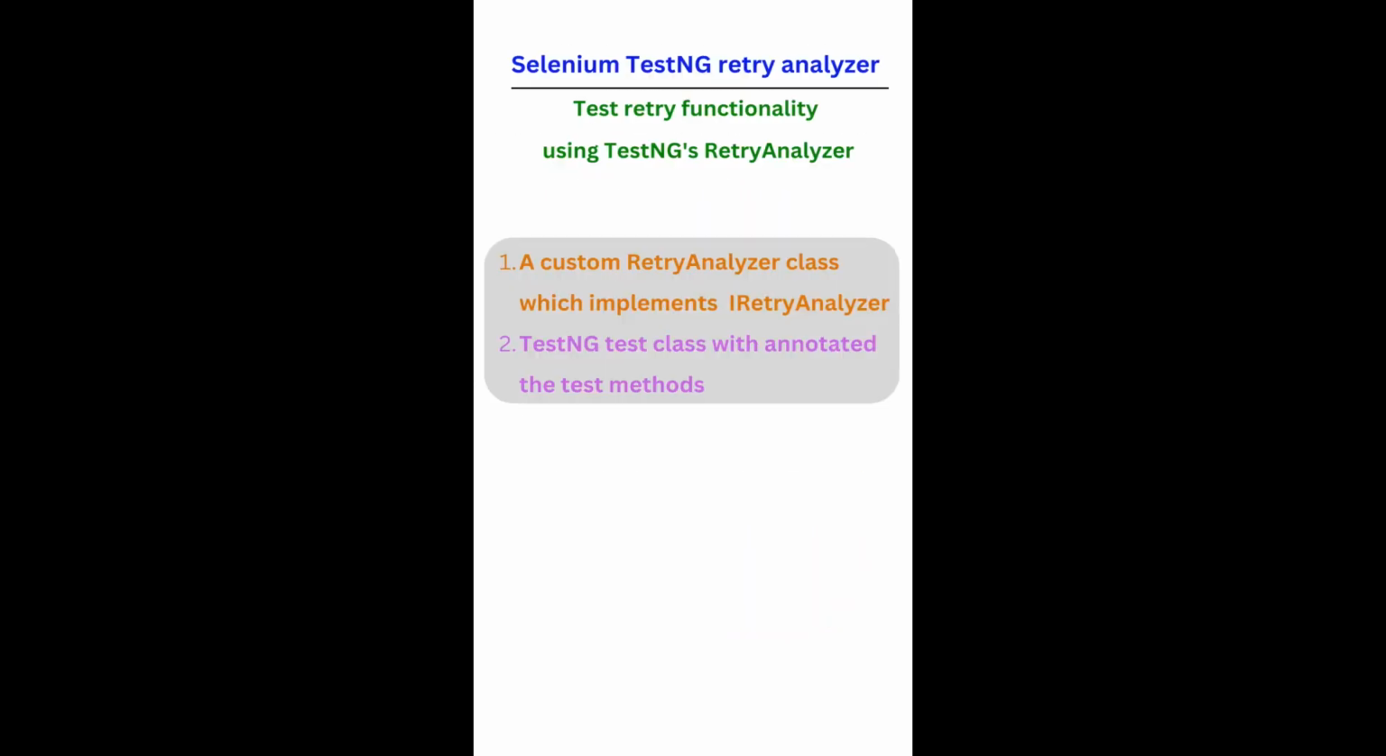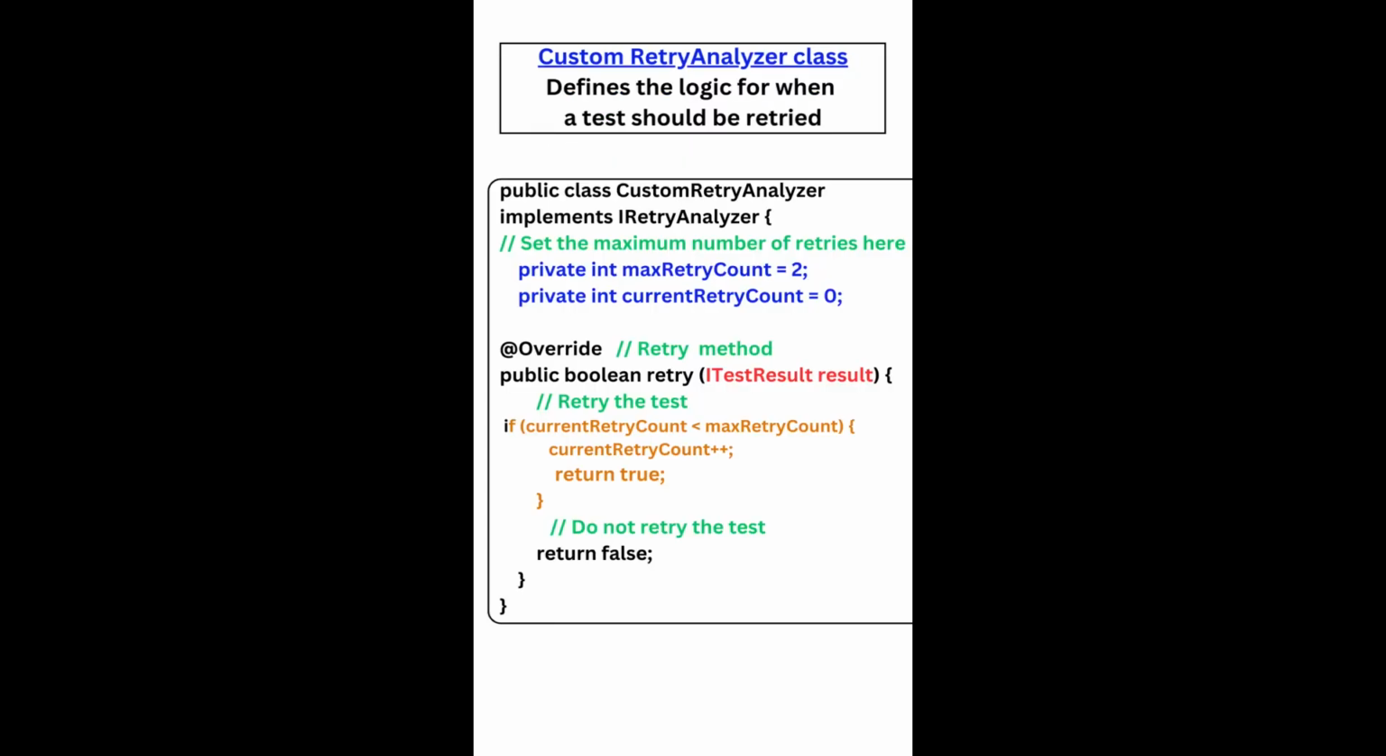Selenium TestNG retry analyzer. To implement test retry functionality using TestNG's retry analyzer, we have two classes. The first one is a custom retry analyzer class which implements IRetryAnalyzer. The second one is a TestNG test class with annotated test methods. This is the custom retry analyzer class, which defines the logic for when a test should be retried. First, set the maximum number of retries by setting an integer maxRetryCount equal to 3 as a private variable, and private currentRetryCount equal to 0.